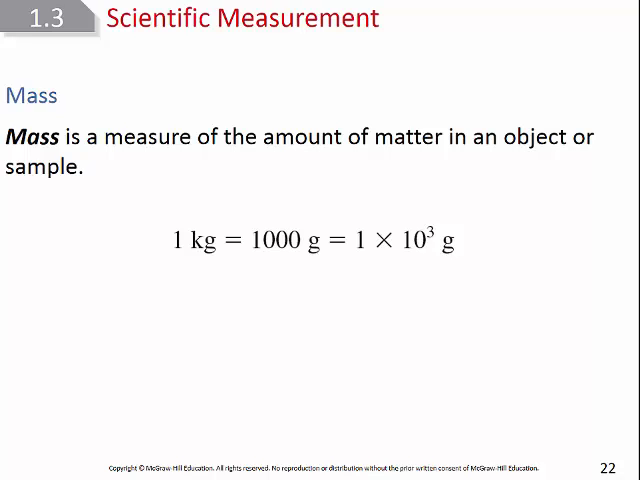So mass. Mass is not the same as weight. Mass is a measure of the amount of matter in an object or a sample. Weight, which we will not be using in chemistry, is how our mass relates to gravity, which is why they say you don't weigh the same here that you do on, say, Mars, because Mars has different gravity. But the amount of matter is constant regardless of the gravity.